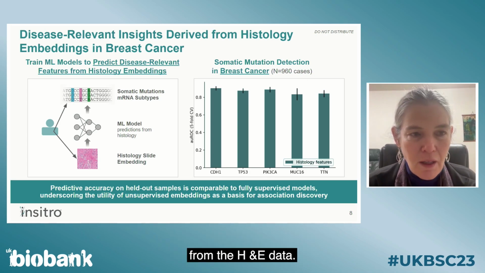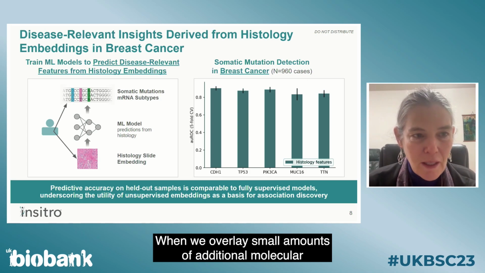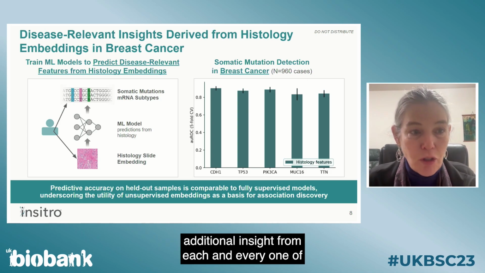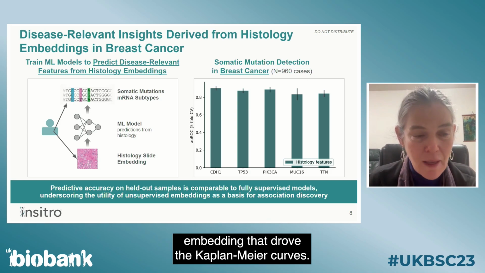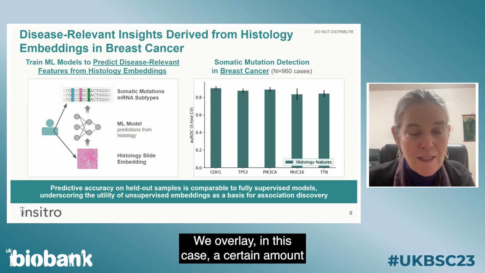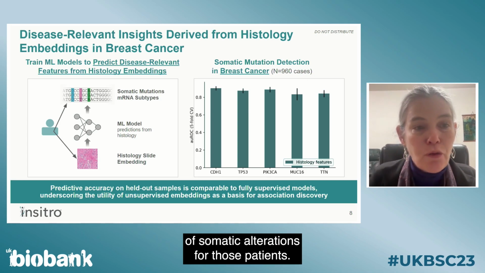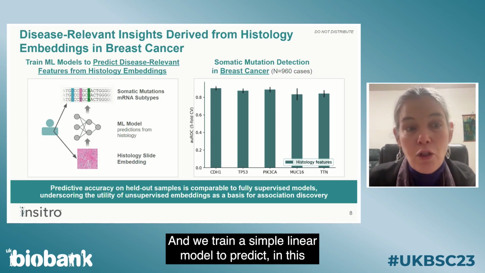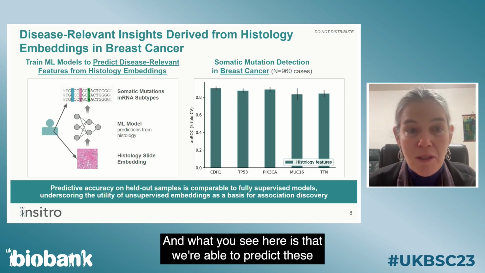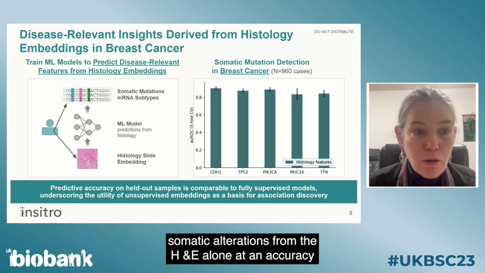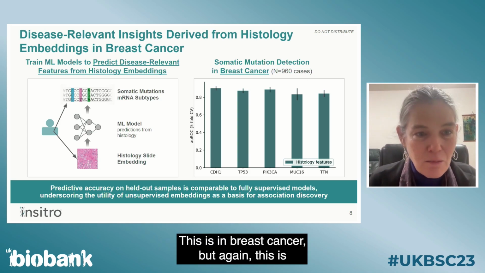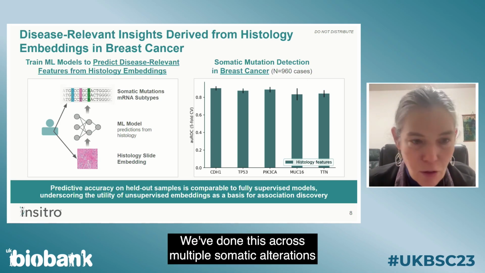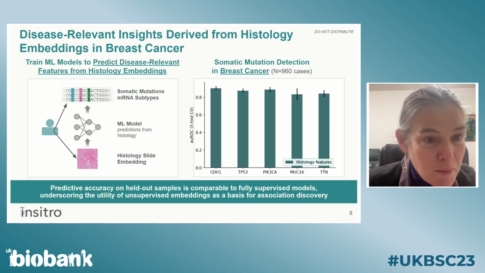So that is interesting in itself, but it's only the beginning of the information that can be extracted from the H&E data when we overlay small amounts of additional molecular covariates, you can extract a significant amount of additional insight from each and every one of those H&E samples. So what we do here is we take that same self-supervised embedding that drove the Kaplan-Meier curves, we overlay, in this case, a certain amount of somatic alterations for those patients, and we train a simple linear model to predict, in this case, somatic alterations. And what you see here is that we're able to predict these somatic alterations from the H&E alone at an accuracy of 90 to 95%. This is in breast cancer, but again, this is just an illustration. We've done this across multiple somatic alterations across multiple cancer types.